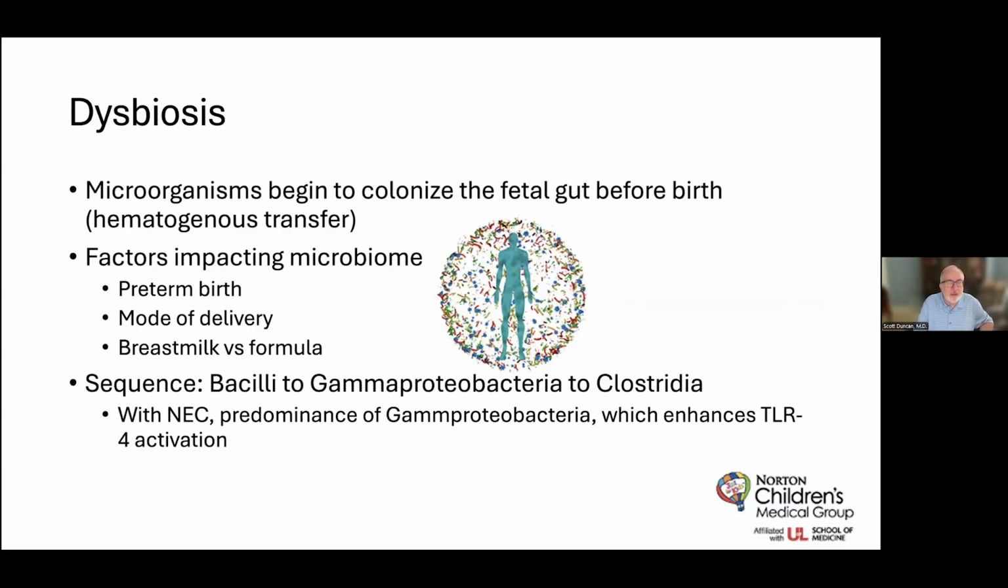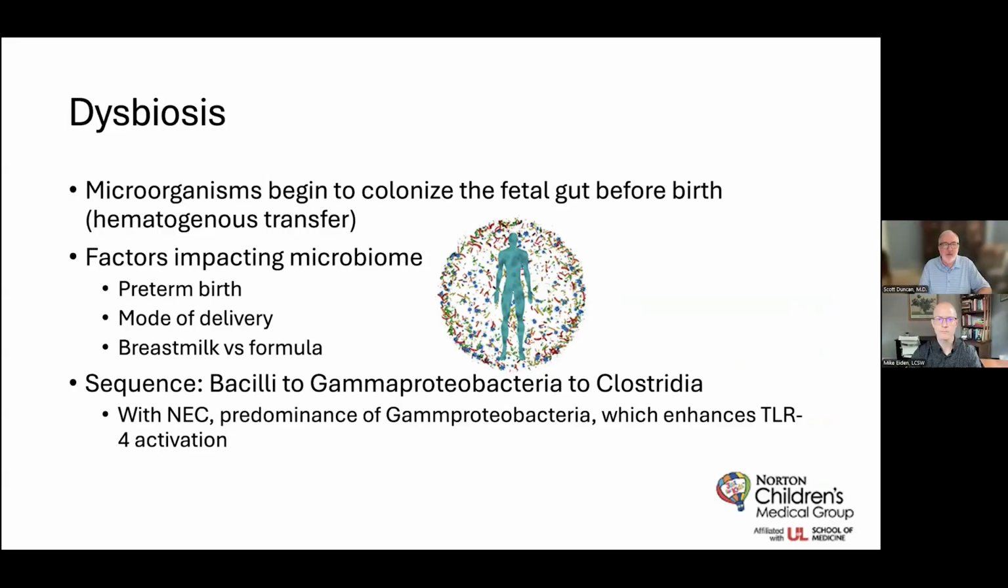We know that there's dysbiosis, that the intestinal microflora is abnormal in our babies. We used to think that the uterine flora was sterile. In fact, that's not the case. We know that microorganisms begin to colonize before birth through hematogenous transfer. We know that premature delivery, the mode of delivery, and breast milk versus formula also contribute to the different types of bacteria in our gut.